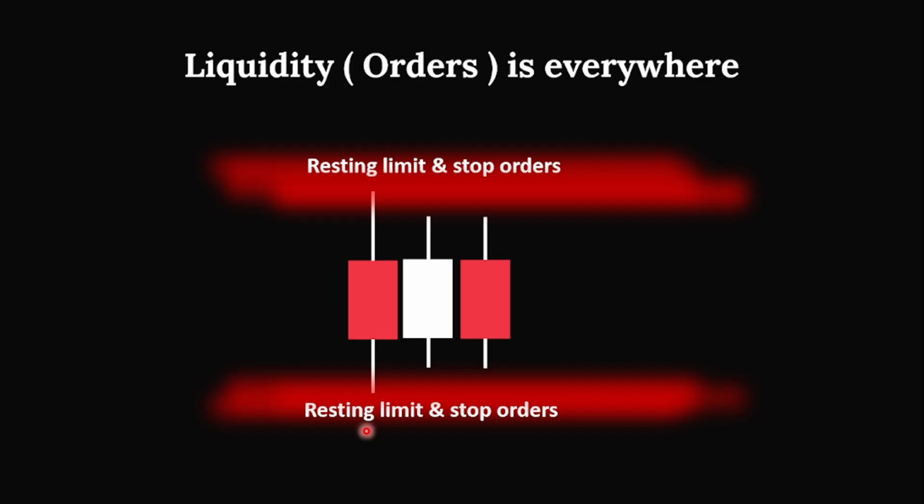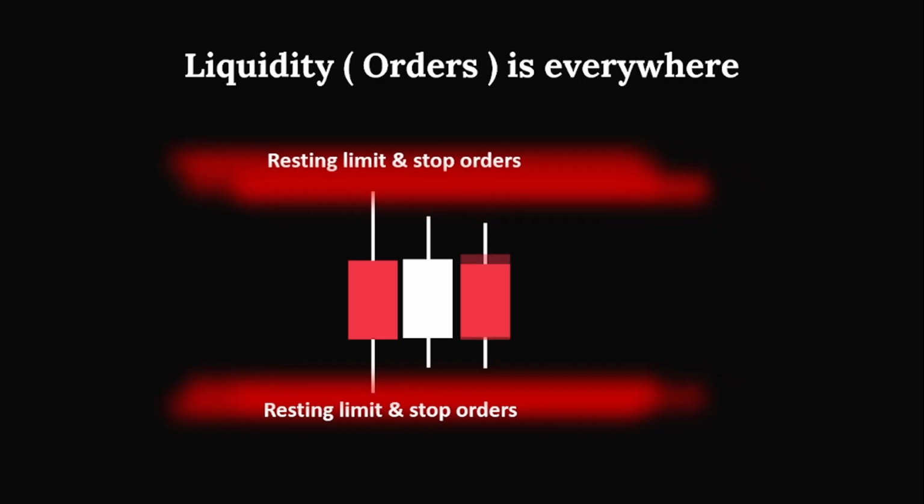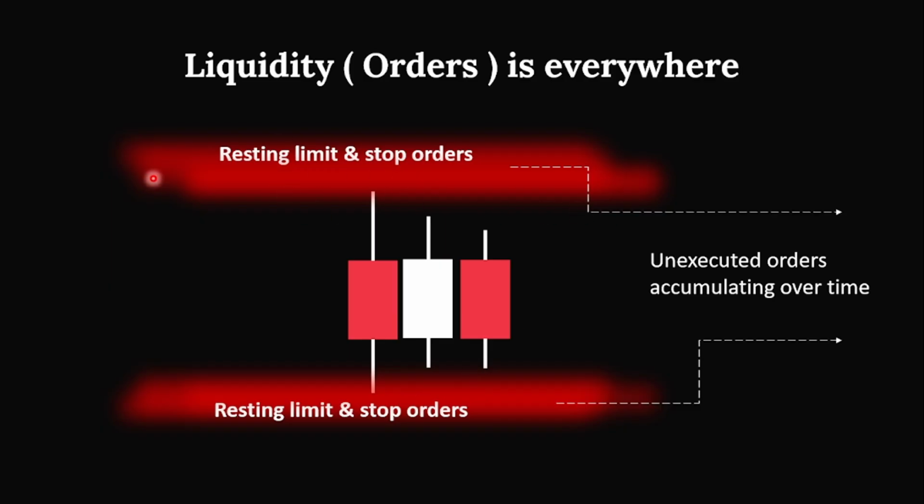And as time passes, more orders are accumulating because, as you can see, this candle's highs and lows didn't execute the orders resting above this candle and also below this candle. So these orders are accumulating in each minute, in each second.